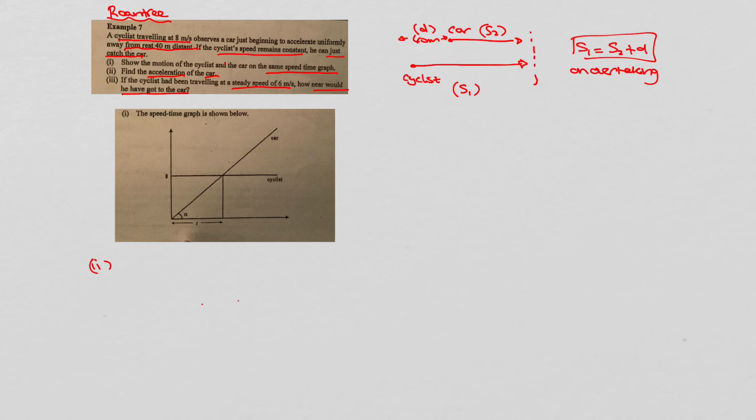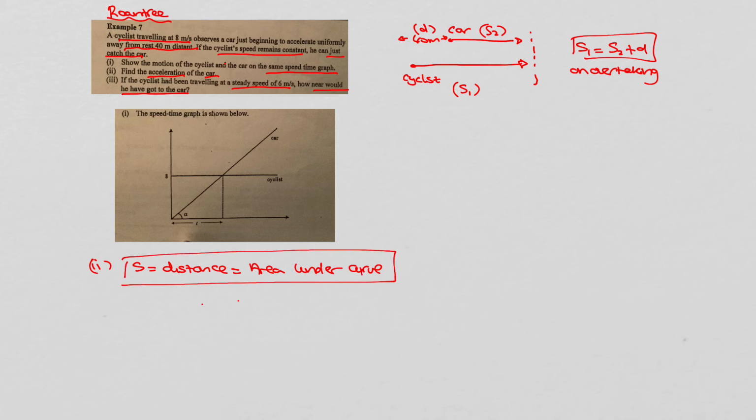So if we look at the area travelled, we know that S, our distance, is equal to the area under the curve. So if I look at S1, the cyclist, then we can say the cyclist has the shape of a rectangle where we don't know what the time is, but we do know it has a velocity of 8. So therefore the distance travelled is length by width, so 8t. And for the car, we know that S2 is equal to the shape of a triangle with base t and height 8.